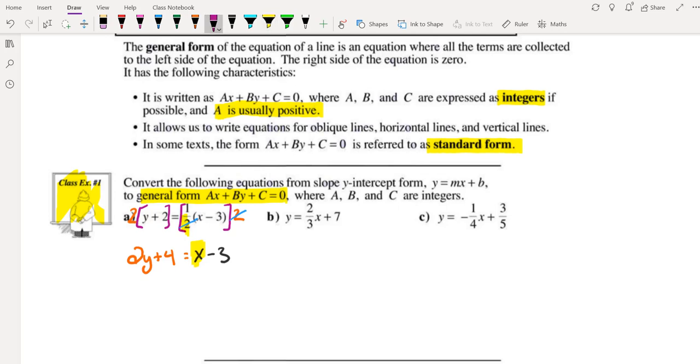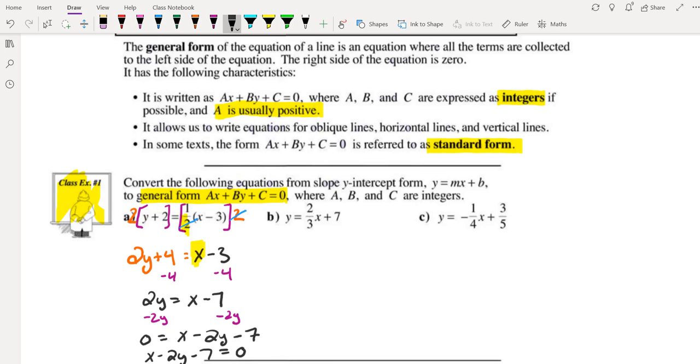So let's move the 4 over. So subtract 4 from both sides. We end up with 2y is equal to x minus 7. Move the 2y to the other side, and we're left with 0 is equal to x minus 2y minus 7 as our general form. And you can rewrite it like this if you like.